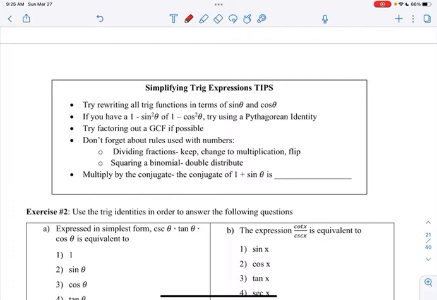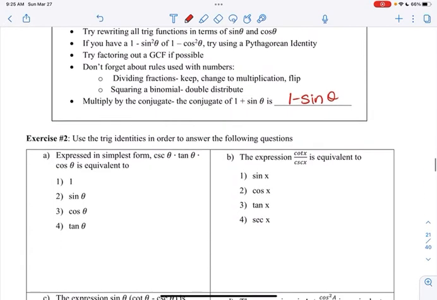All right, so that should look familiar. Try factoring out a GCF if possible. Don't forget about rules used with numbers. If you're dividing fractions, you keep the first fraction, change to multiplication, and flip the second fraction. Squaring a binomial, don't forget you're doing that double distributing. You're basically foiling. And if you are multiplying by the conjugate, the conjugate of 1 plus sine theta is 1 minus sine theta.